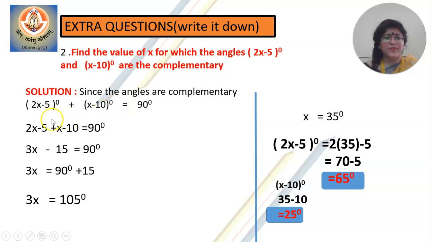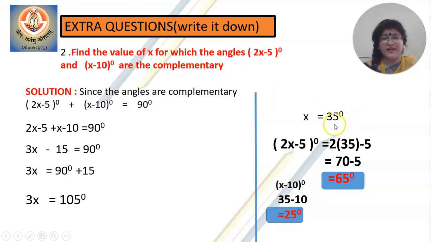Open the bracket. 2x minus 5 plus x minus 10 equal to 90 degrees. So you get 3x minus 15, minus 5 minus 10 is minus 15, equal to 90 degrees. 3x equal to, minus 15 goes to the right side, so it becomes 90 plus 15, and therefore 3x is equal to 105 degrees. Now 3x is 105 degrees. Calculate the value of x. You get x as 35 degrees.